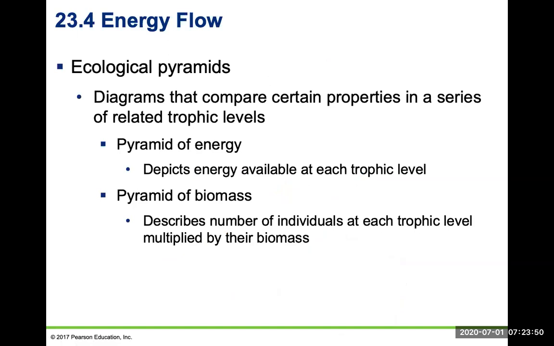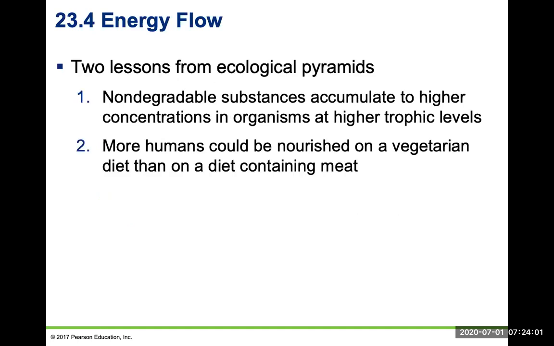Ecological pyramids are diagrams that compare certain properties in a series of related trophic levels. We have a pyramid of energy and a pyramid of biomass. Two lessons from ecological pyramids: non-degradable substances accumulate to higher concentrations in organisms at higher trophic levels, and more humans could be nourished on a vegetarian diet than on a diet containing meat. And this is a lot of the reason why vegetarians propose this, because for environmental reasons, it takes a lot less energy to provide food for a vegetarian than it does for someone who eats meat.